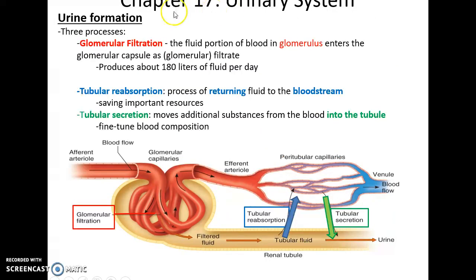Okay, urine formation is done in three processes. There's glomerular filtration, which occurs in the glomerular capsule. This is where fluid leaves the glomerulus, leaves the bloodstream, and produces a huge amount of fluid. Then in the renal tubules, we have tubular reabsorption. Fluid, water, as well as electrolytes, maybe nutrients, get returned to the bloodstream. So that's tubular reabsorption back to the bloodstream. And then finally, near the end of the renal tubules, you have tubular secretion, where some substances go from the bloodstream back into the nephron, and this is to help fine-tune the composition of the blood.